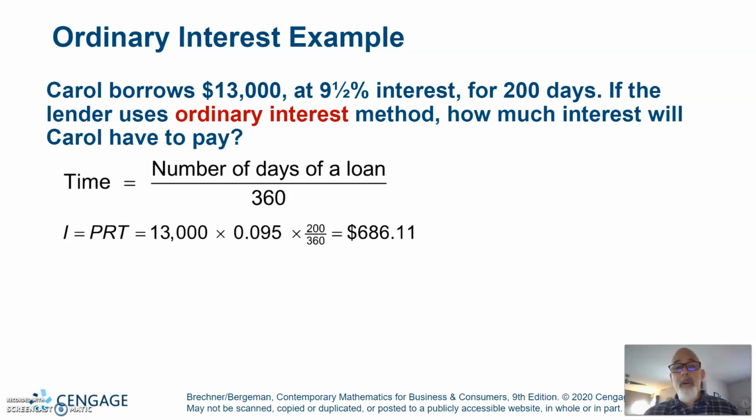So just make sure you're watching for these words when you see the number of days. You're either going to have one or two. It's either going to be ordinary or it's going to be exact. If it's exact, you're dividing by 365. If it's ordinary, you're dividing by 360.